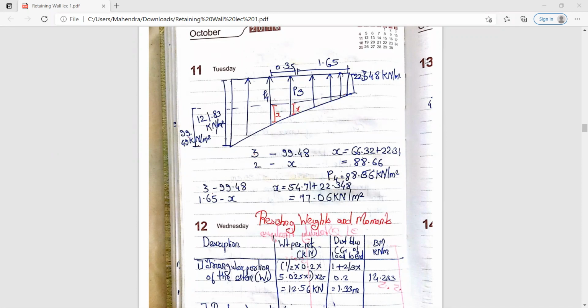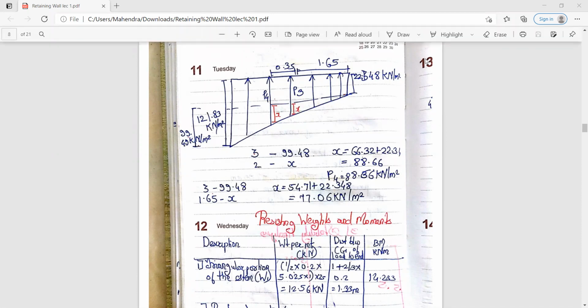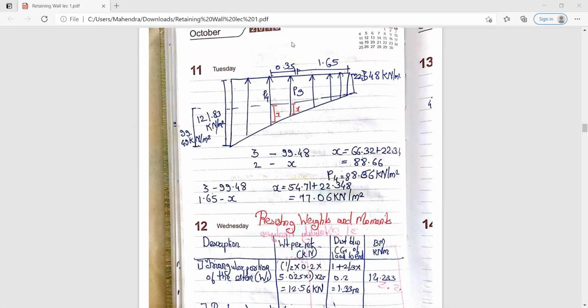So just draw this diagram and calculate pressures P3 and P4. And if any queries, you can ask. This is for the toe and the heel slab.